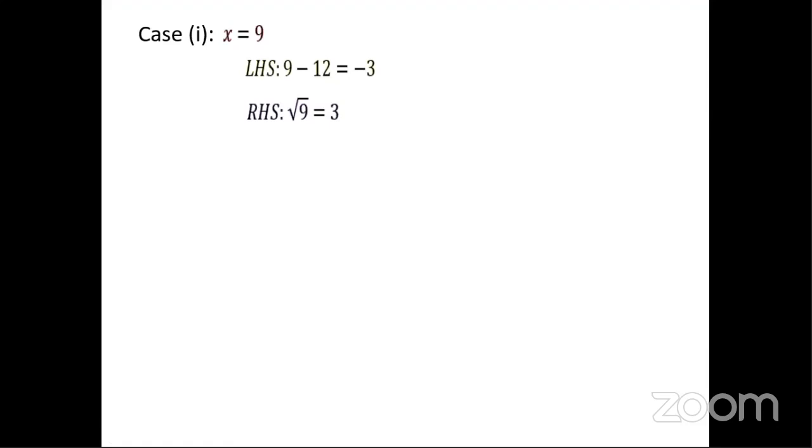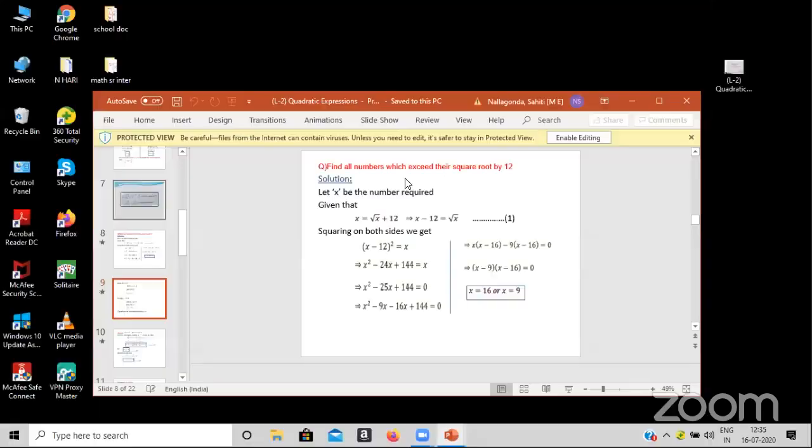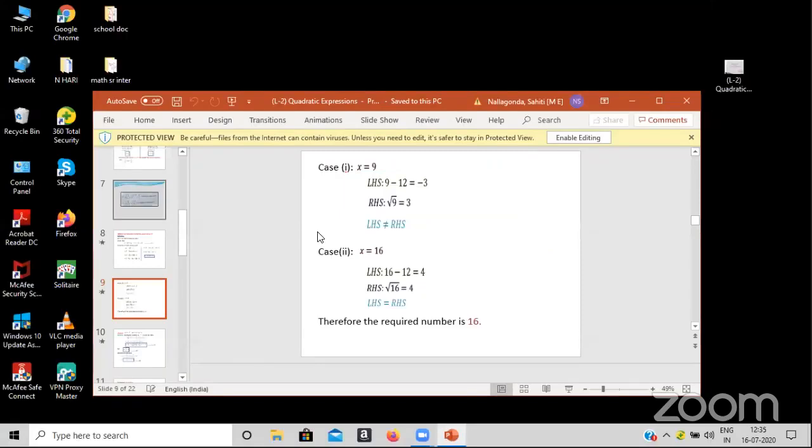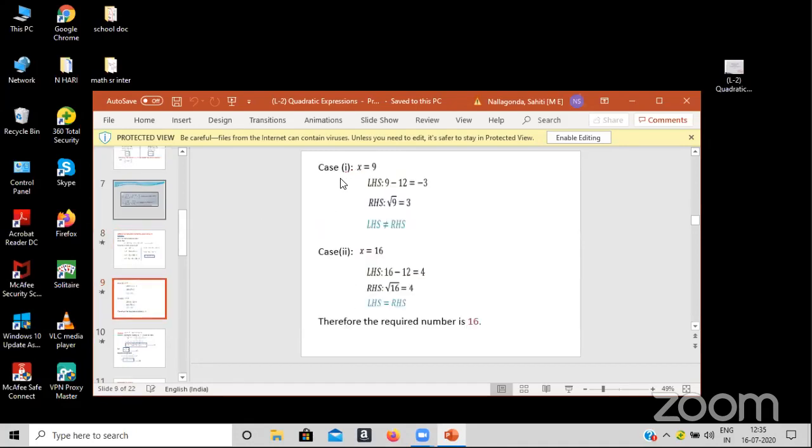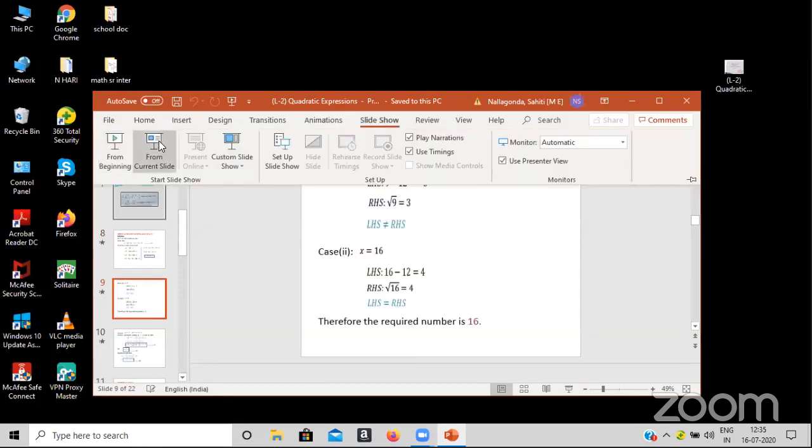Now just observe, when x is equal to 9, you take your equation and substitute into your LHS part in your equation 1. In your equation 1, what is it that you have? x minus 12 is equal to root x, isn't it? So what is your LHS? x minus 12. Instead of x, if you substitute 9, you will get 9 minus 12. Am I right? And 9 minus 12 is nothing but minus 3. That is your LHS. Now go with RHS.